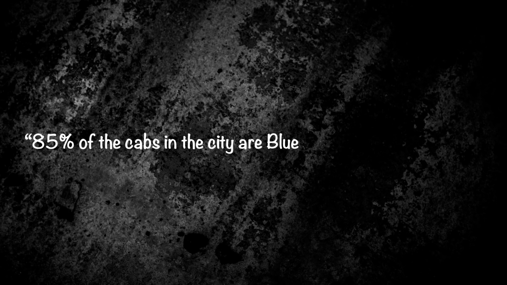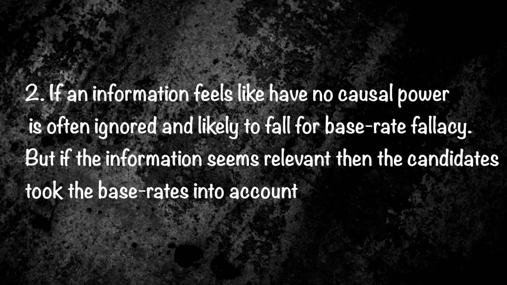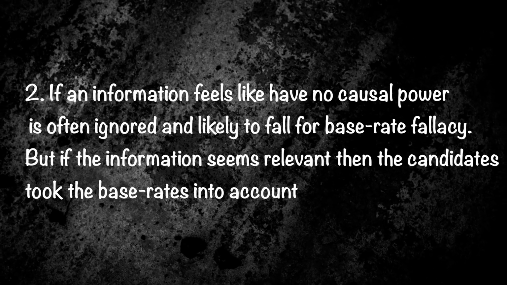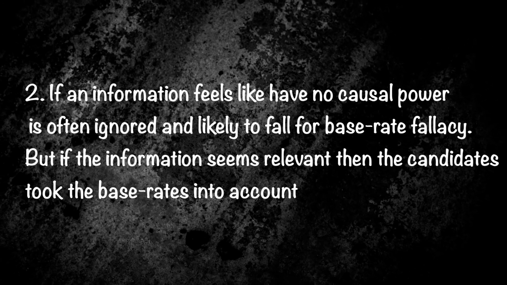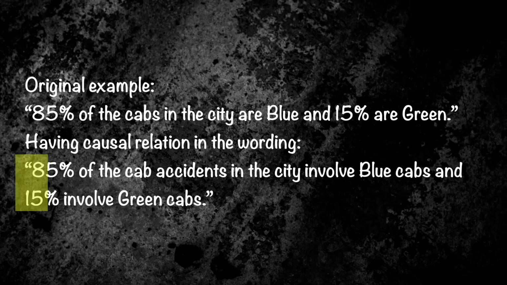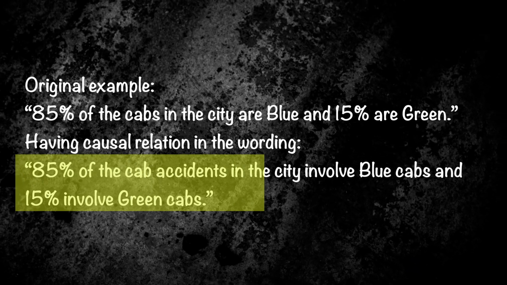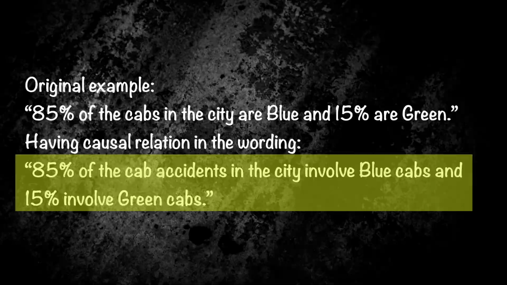She also found that, for example, in the case of the cab problem, when we say 85% of the cabs in the city are blue and 15% are green, this feels like random information and has no causal power over accidents. When it is worded differently, like 85% of the cab accidents in the city involve blue cabs and 15% involve green cabs, now this feels relevant to the cause of the accident, and in this scenario we take these base rates into consideration in our decision.